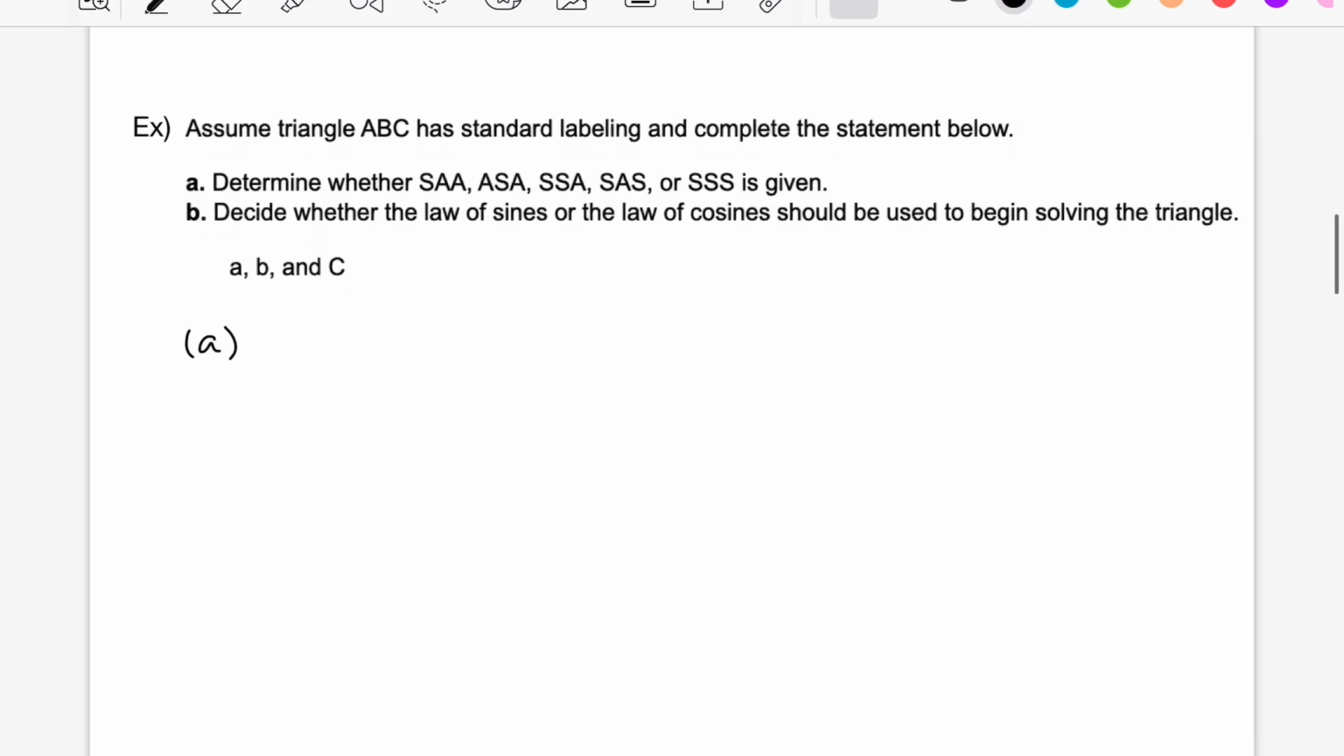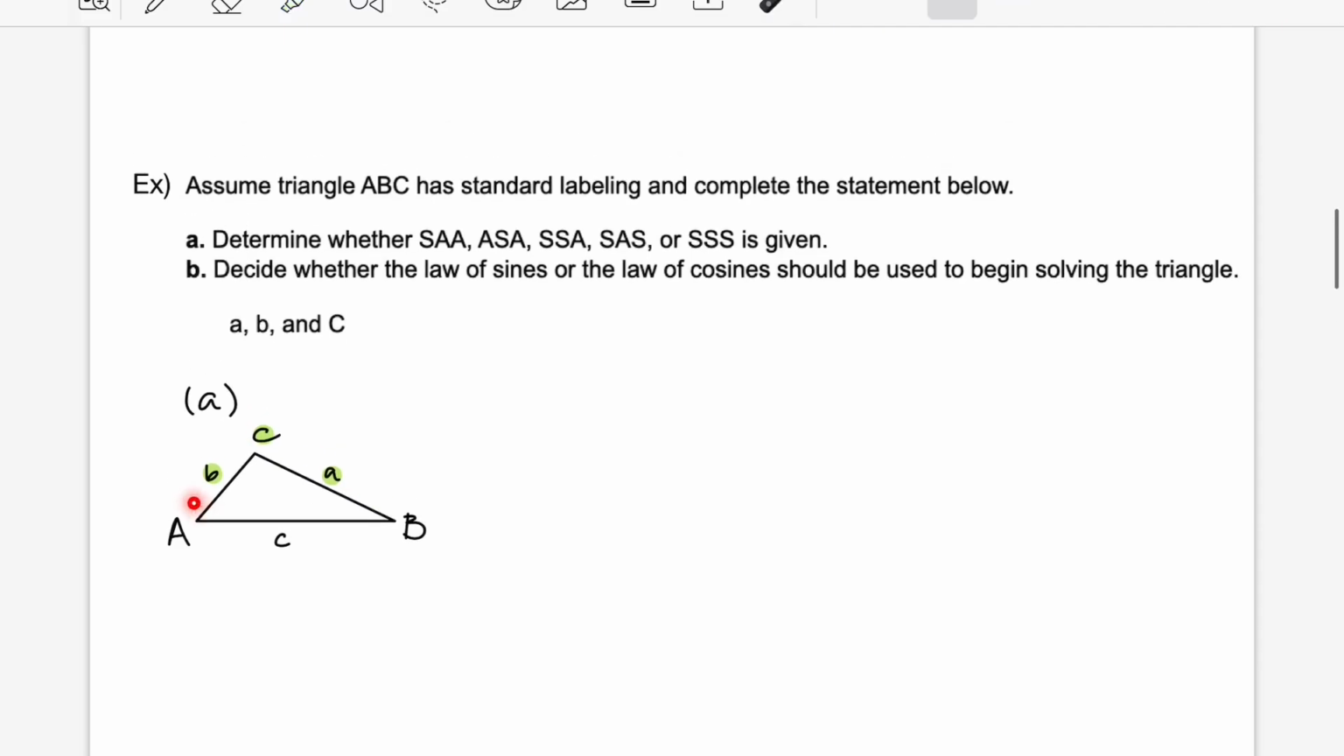So I'll illustrate this by drawing a triangle and labeling it. If this is our angle A here, then our side length A is going to be directly opposite of this angle A. This is our angle B. Our side length B is going to be directly opposite of this angle B here. And lastly, if this is our angle C, this will be our side length C there. Now notice we are given side lengths A, B, and our angle C.